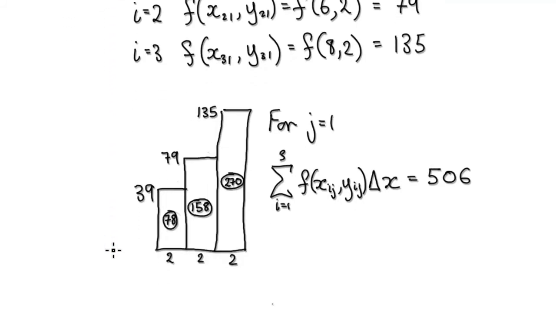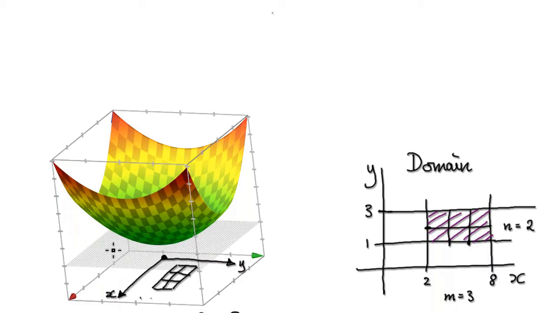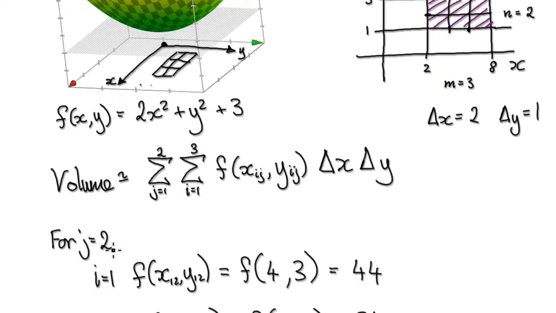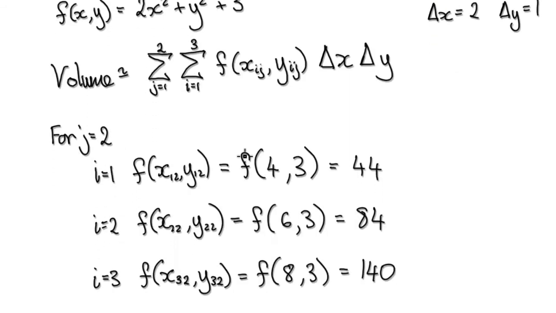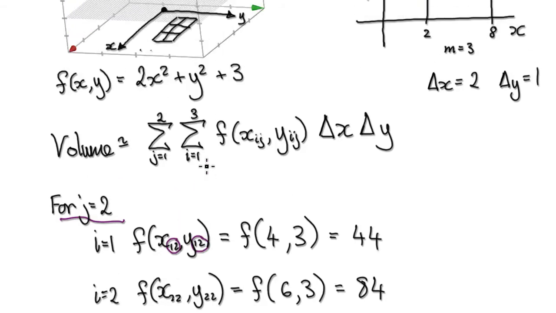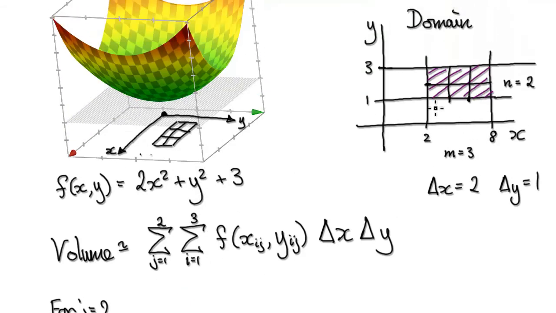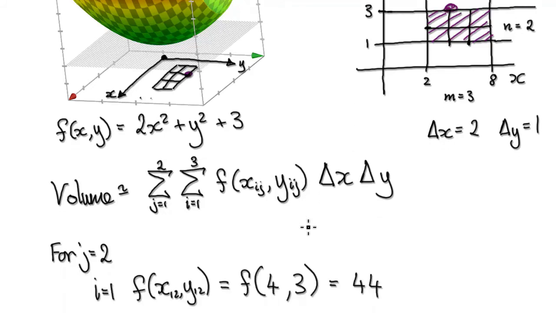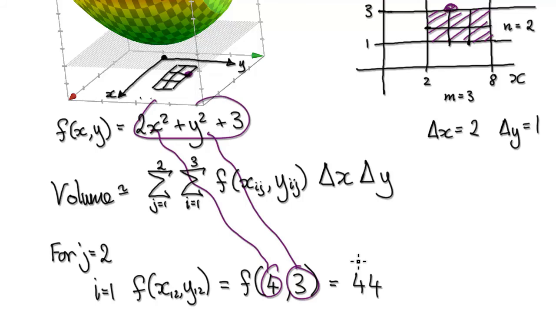So when j equals 2, our first point will be 1 across, 2 up. So our first point would be this. That corresponds to this point here. That location there is 4, 3. So you would put this into the function, and then this whole thing here will give you 44.